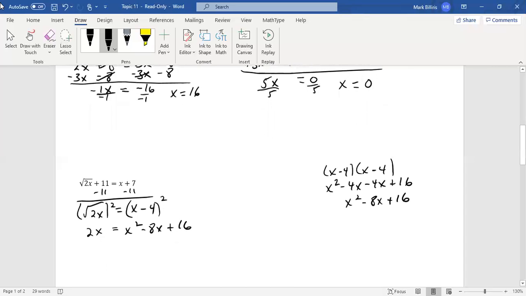Next, I need to set this equal to 0 because I have a quadratic equation. So it's best if you move the 2x to the right-hand side because our x squared is positive. It just makes it easier.